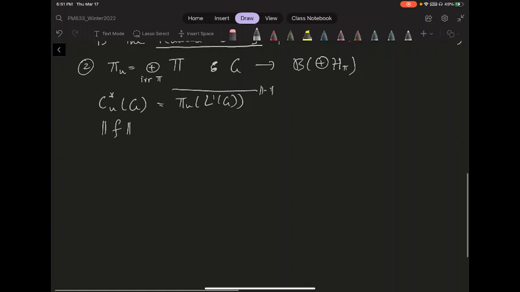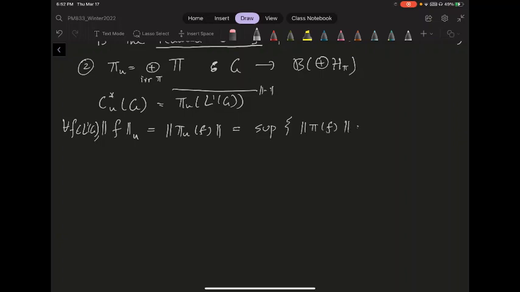So if you take any f inside L1 of G, the universal norm, the U norm, you can really just equal this pi_U of f. But this pi_U, because it's a direct sum of all the other irreducible representations, basically all the star representations of the L1 of G will be in there. So this is also going to be equal to the supremum of the norm of pi of f, where pi is a star representation of L1 of G. So they're basically equivalent definitions.